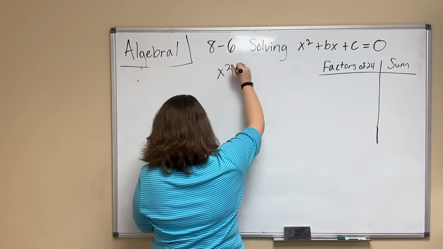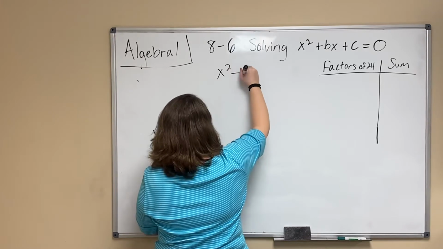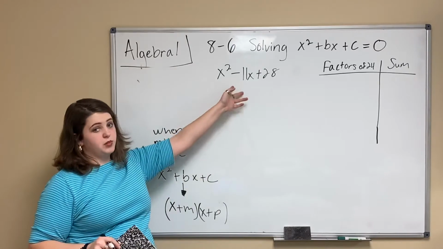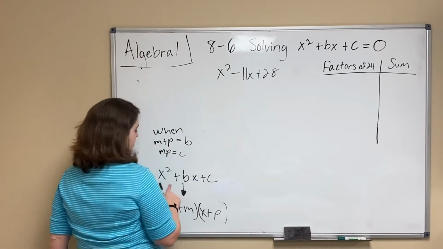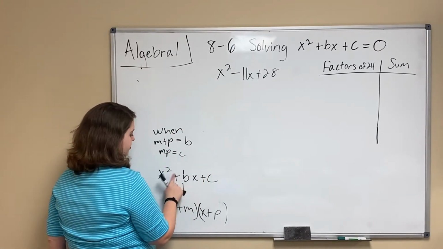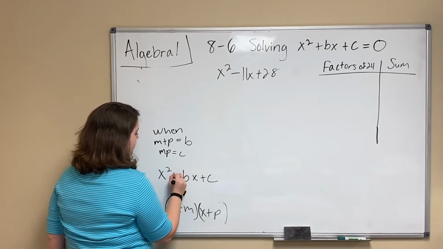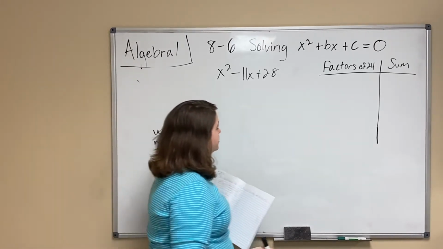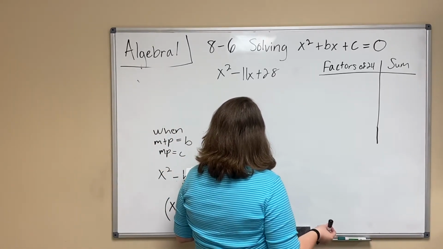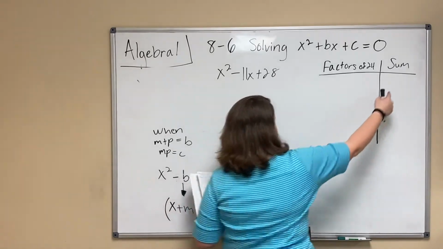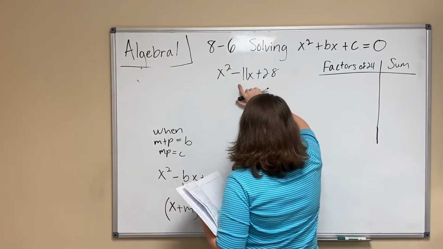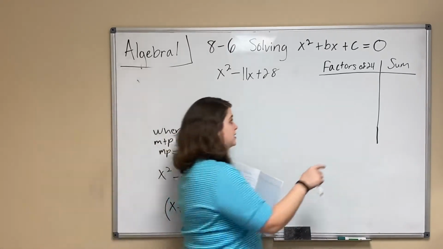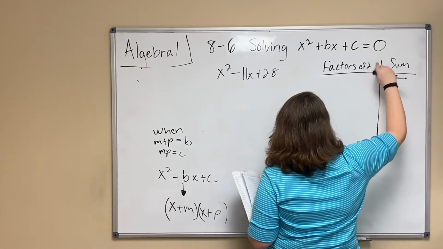So let's do x squared minus 11x plus 28. So we have a negative b. What happens when our x squared plus bx plus c becomes x squared minus bx plus c? What's going to have to happen is our sum is going to have to be negative, right? They still have to multiply together to be 28, but they have to add together to be a negative number.